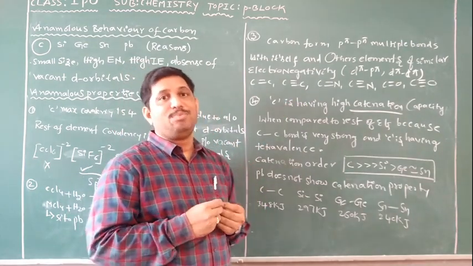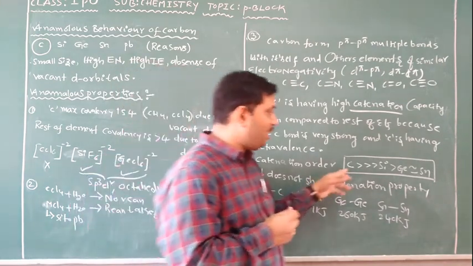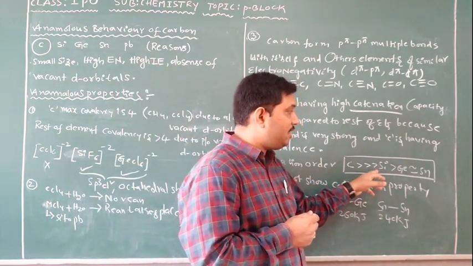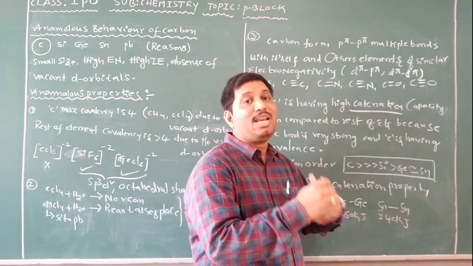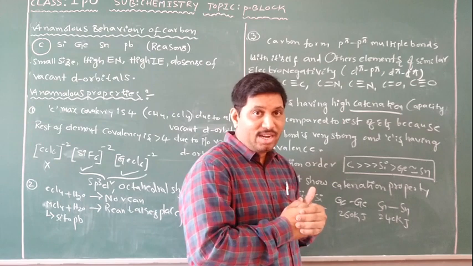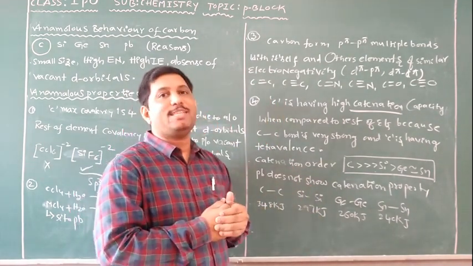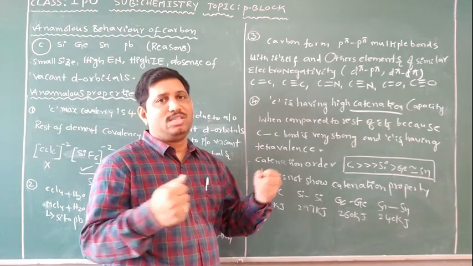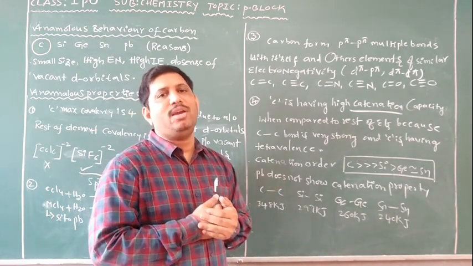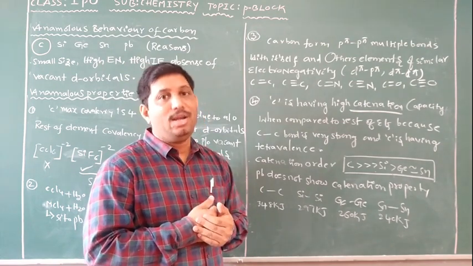The catenation capacity of group 14 elements follows this order: carbon is very much greater than silicon, silicon is greater than germanium. Germanium and tin have nearly similar catenation capacity, and lead does not show catenation property, because the C-lead bond energy will be very low. Hence, lead does not show catenation capacity.